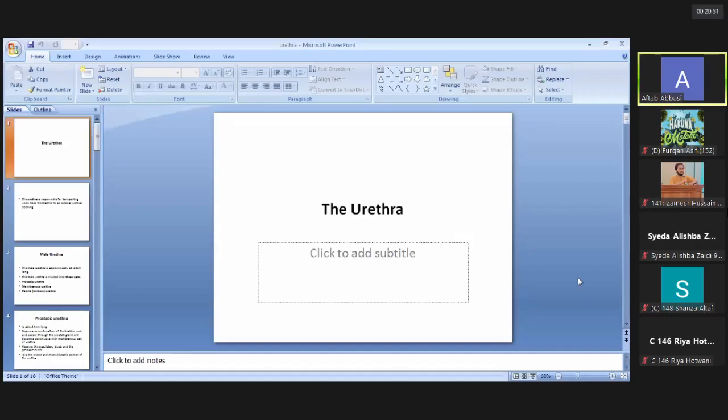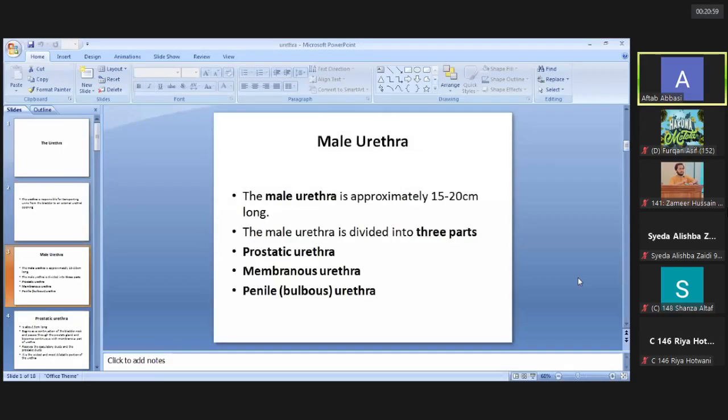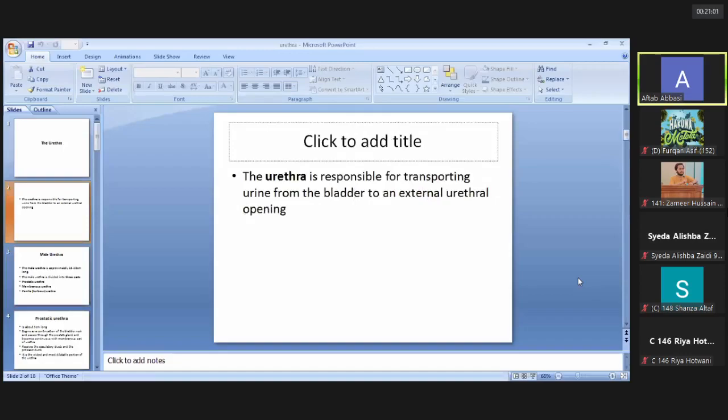So that is today's topic, the urethra and the prostate gland that is related to the male urethra, especially the prostatic part of the urethra. Any question related to the topic?